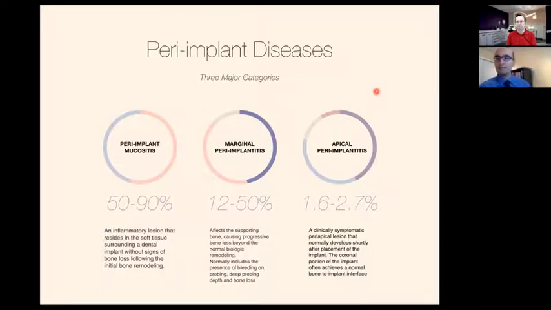There is another disease that is rarely talked about, and that's considered apical peri-implantitis or retrograde peri-implantitis. And the prevalence is about 1.6 to 2.7%. And it's very similar to periapical chronic periodontitis. It's a symptomatic periapical lesion that normally develops shortly after insertion of the implant. And interestingly, the crestal bone remains intact, and the periapical bone around the implant is going to be lost.